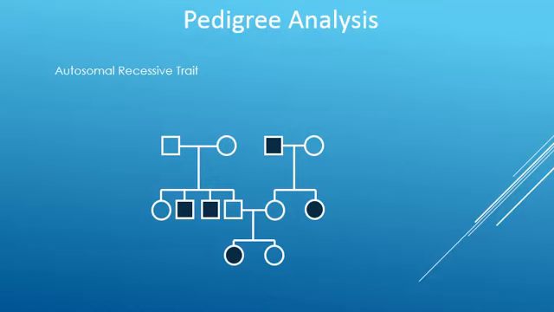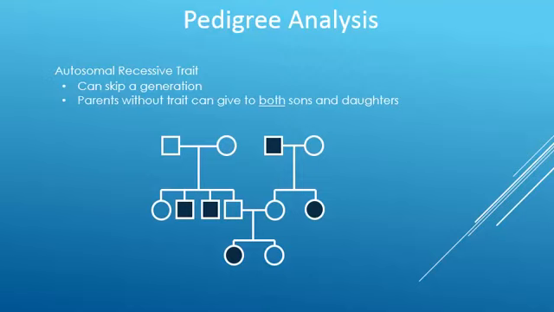We can also identify autosomal recessive traits from pedigrees, and in this case we're going to look for clues such as being able to skip a generation. That's a clue that it's a recessive trait, and a clue that this is an autosomal trait is that parents that do not have the trait can mate and produce both sons and daughters. So for example, this pair that does not have the trait will give rise to two sons that do have the trait, and that's because they're heterozygous carriers and they can produce a homozygous recessive offspring.